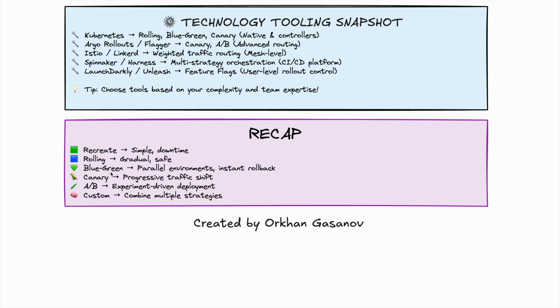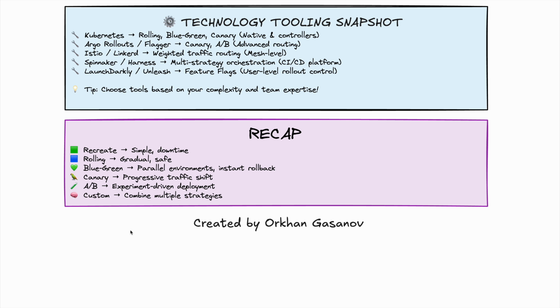For blue-green deployment, we have two parallel environments running at the same time. It's an instant rollback, but the downside is that we need to maintain the two environments at the same time. For the canary, it's a progressive traffic shift, so we progressively increase our traffic to catch any issue at an early stage. And for A/B, it's experiment-driven deployment, which means we split the traffic and compare the results from the first and the second.